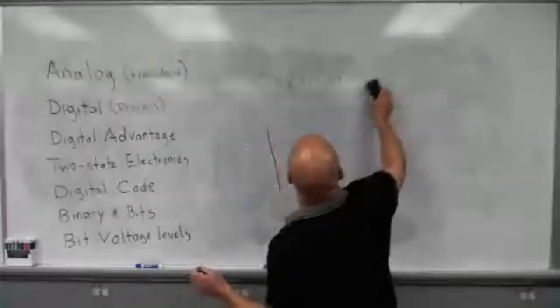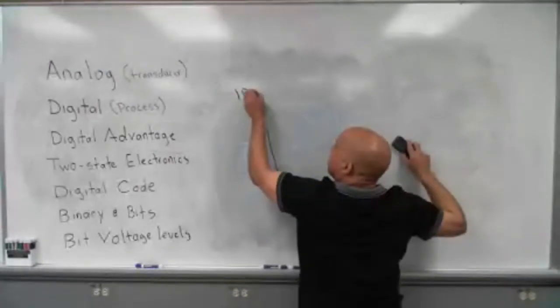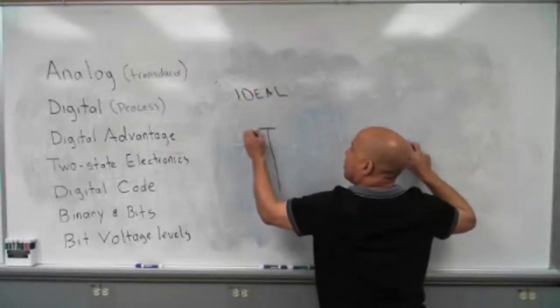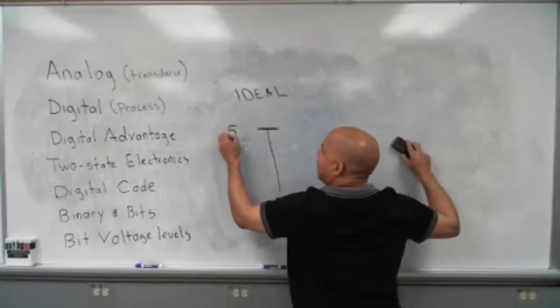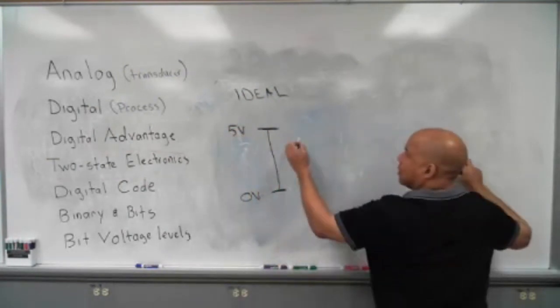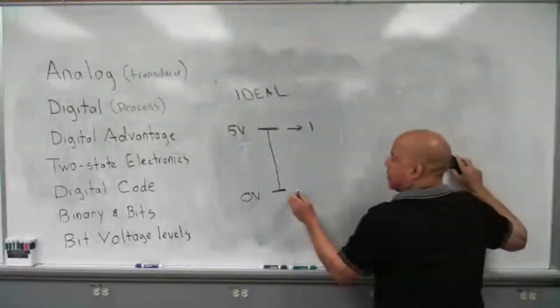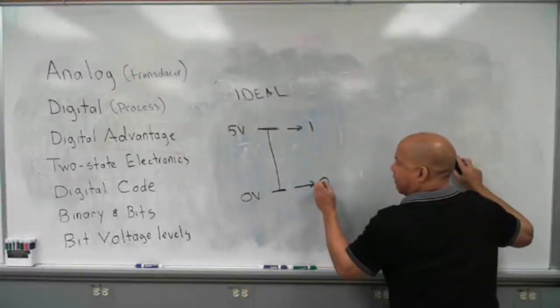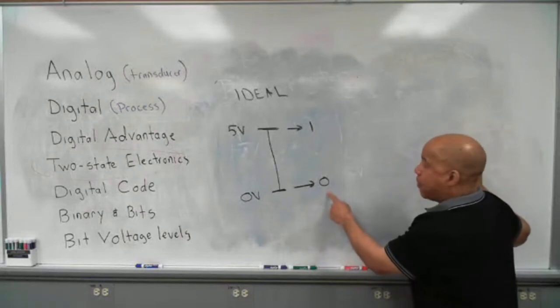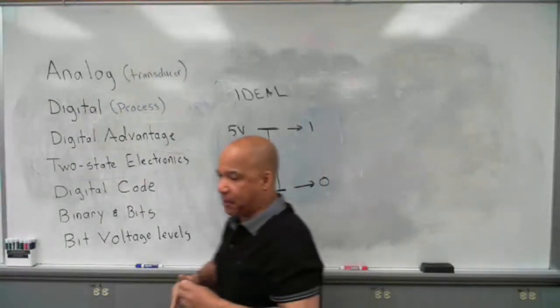Ideally, in a perfect world, if I have 5 volts, I'm going to call that a binary 1. And if I have 0 volts, I'll call it a binary 0. Now, this is ideal. Well, actually, that's not what happens.